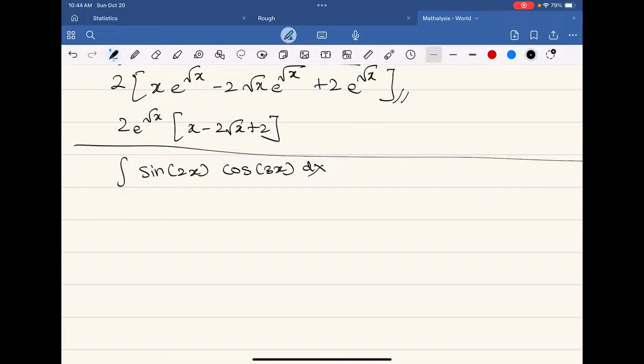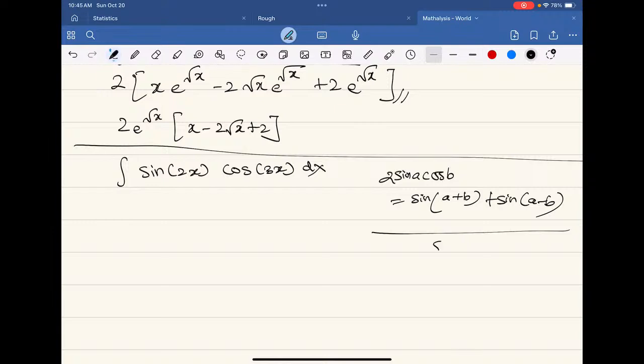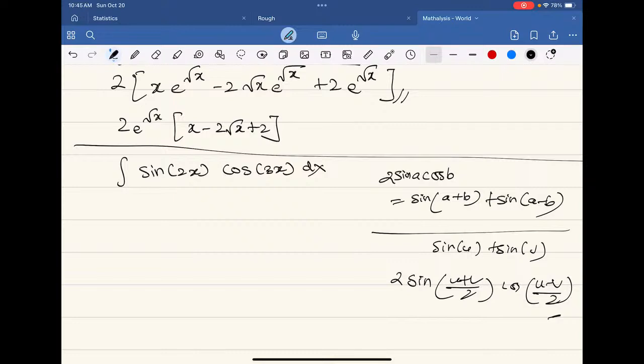Now how do we solve this one? For this one, we will try to change the product to the sum, right? Now you might know the formula: 2 sine A cos B is sine A plus B plus sine A minus B, right? So let's do that. And also, sine A plus sine B is 2 sine (A plus B) by 2 cos (A minus B) by 2, right? So let's do this.